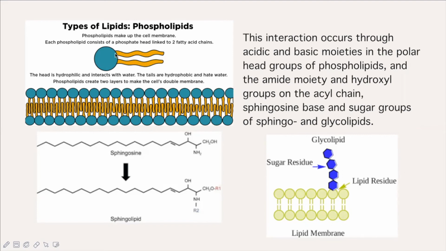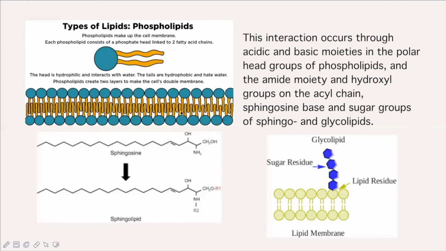So, may tatlong common types ng membrane lipids. Yung una is yung phospholipids. Sila yung nasa unang picture. Sila yung merong fatty acids.